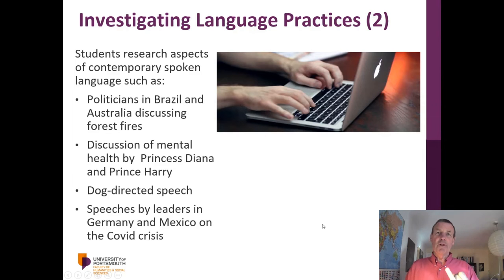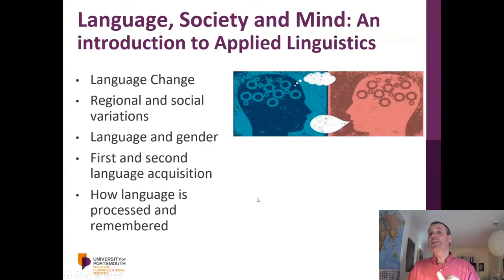Okay, so the second module is Language, Society and Mind. It's an introduction to applied linguistics. Applied linguistics is how our understanding of language can be applied to the world. So, for example, we look at how language changes from person to person, place to place over time, occupation to occupation, regional and social variations, how language changes according to class and region. We look at language and gender. And then there's how we learn our first language and how we learn our second language. And then there's how language is processed and remembered, how we do language up here in the mind. And in fact, that's the topic of my taster lecture, which I hope you'll watch after this.